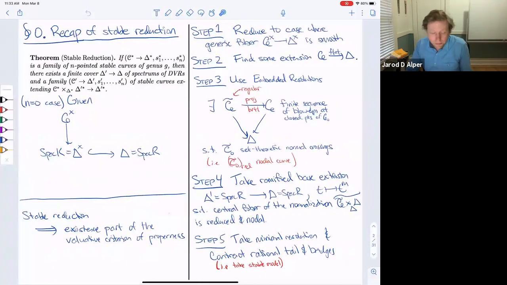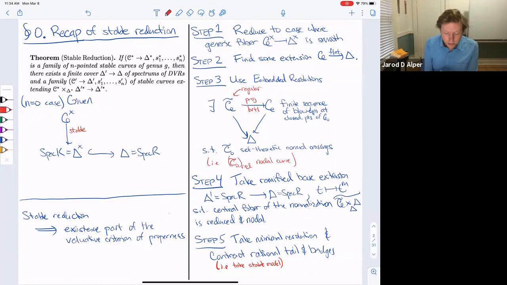Okay, so here's our quick recap of stable reduction. So the statement, you can read it in the theorem, but let me just spell out what it is in this picture here. So I'm only going to spell out the unpointed case, that is when there's no sections, when n is 0. And so we're given a stable curve C star over the generic point of a DVR.